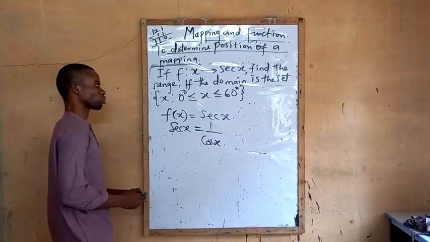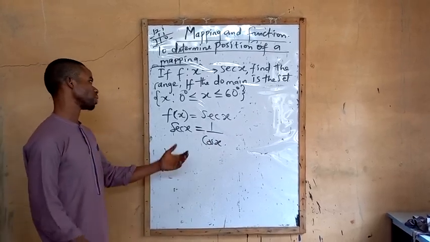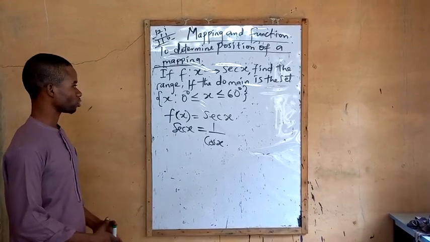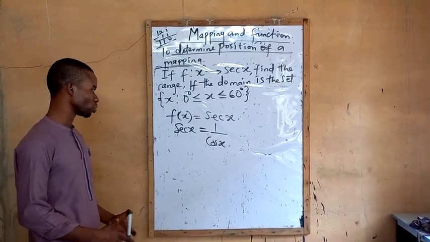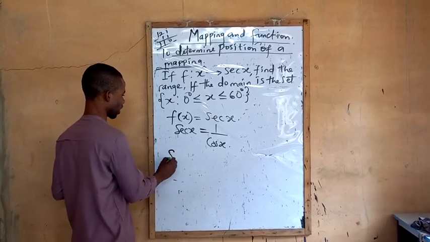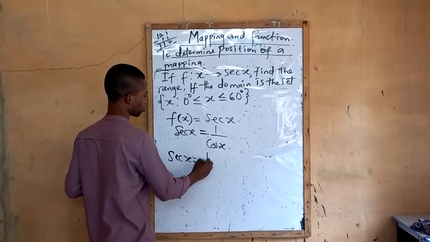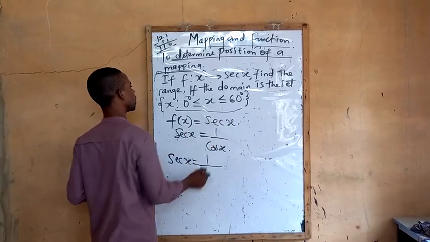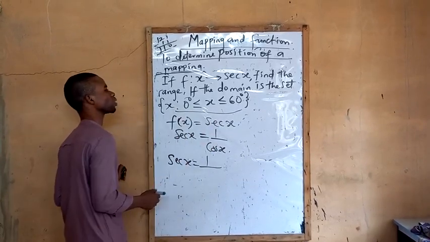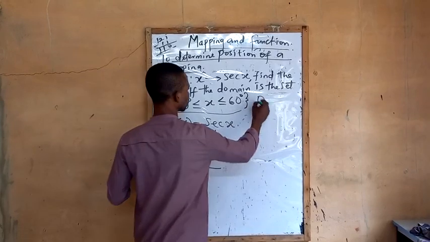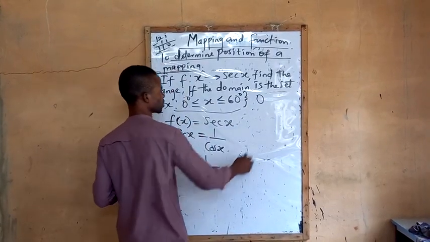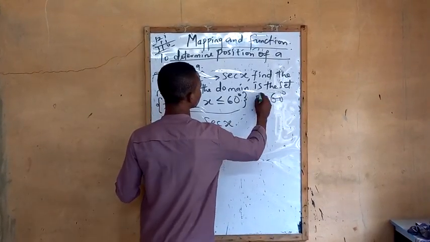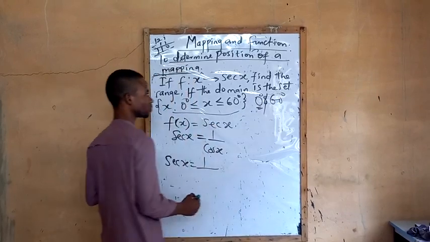Because you cannot actually find the angle of sec 0, we have to translate it under our trig ratio. So that means sec x equals 1 over cos x. As I told you, the meaning of this is that 0 degree is less than or equal to x, and x is less than or equal to 60 degree. So 0 degree and 60 degree.